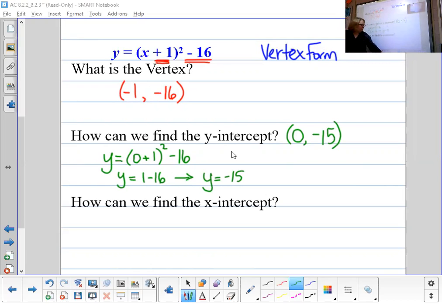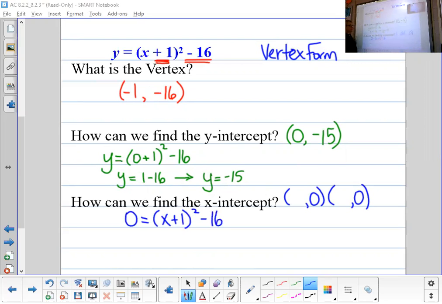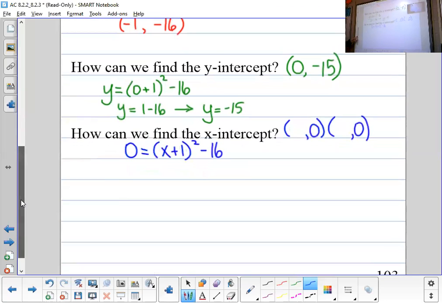Okay, now I want to find the x-intercept. So remember, x-intercepts are what you get when you plug 0 in for y, and usually there are 2 of them. So let's plug 0 in for y, and that would give us 0 equals (x plus 1) squared minus 16. Ooh, how am I going to do that? That's not factored form, so I can't do the zero product property. I could multiply it out to standard form, and then I could factor it, and then I could do the zero product property, but that seems like a lot of work.